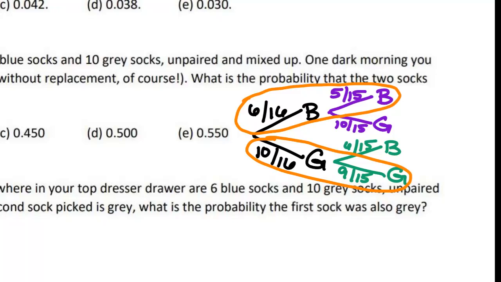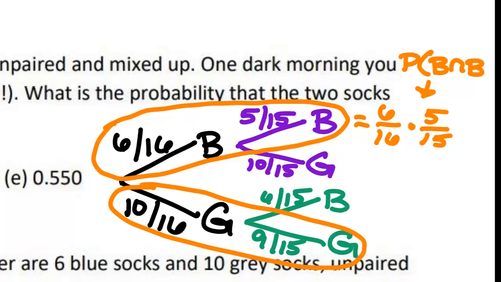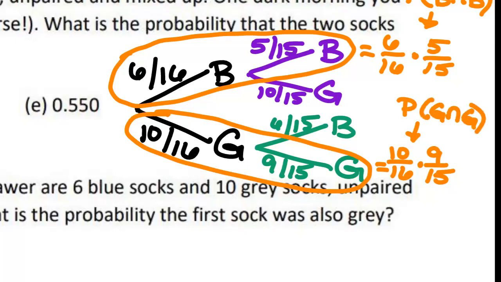What do I do with these fractions to get the probability of blue and blue? Multiply them. So I do 6 over 16 times 5 over 15. That gives me the probability of blue and blue. Or down here, I do 10 out of 16 times 9 out of 15. That's the probability of gray and gray.